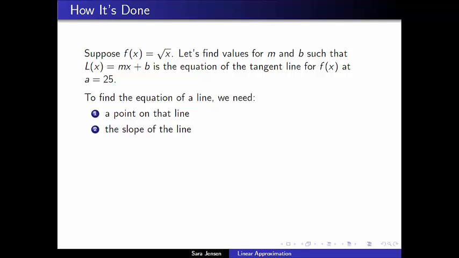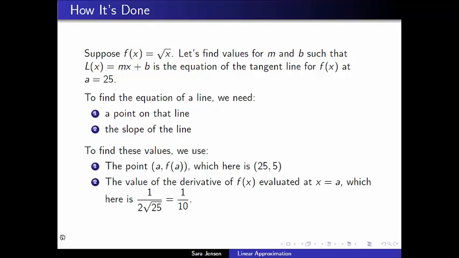Whenever we want to find the equation of a line, we need two things. We need a point on that line, and we need the slope of that line. So what does that work out to here? In general, the point that we want to be on our tangent line, we want it to touch the curve at the point a, f of a. In this specific example, our a value is 25, and our f of a value is the positive square root of 25, which is 5.